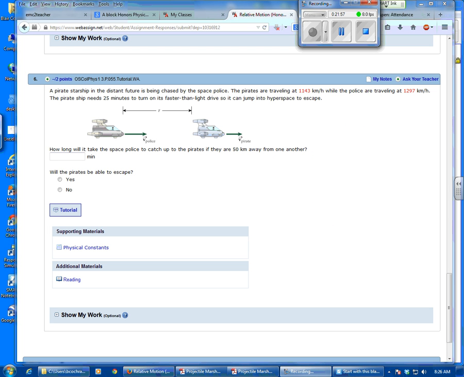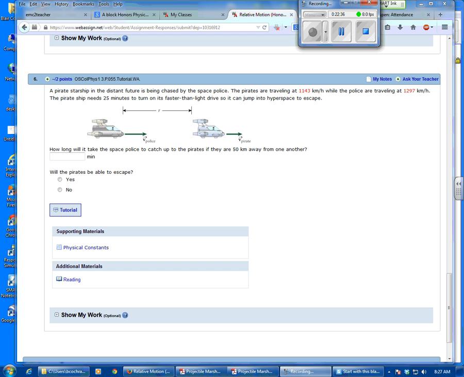All right, so number 6, again, we have 3 different frames of reference. We could look at it from the pirates' frame of reference, the space's frame of reference, or the police's frame of reference. Which one do you want to look at it from? Up to you. Up to the consensus. I know it's a hard decision. From the pirates' frame of reference? You got it. All right.